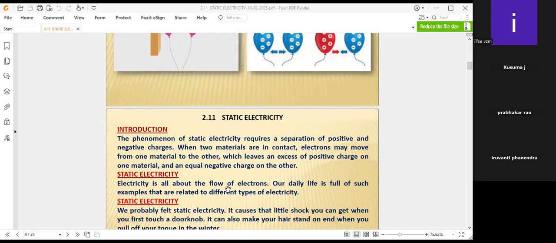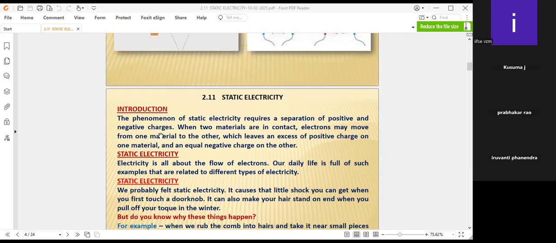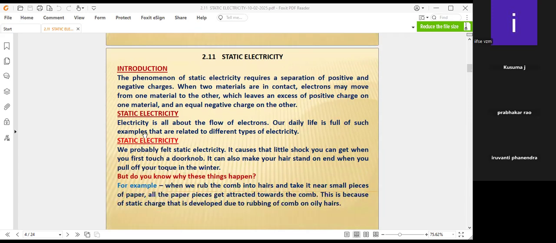This perception has to be taken care of when lightning reaches from the cloud to the ground. We'll also explain it figure-wise in the coming slides. And there are various definitions too. Static electricity is all about the flow of electrons only. That's what we are telling.